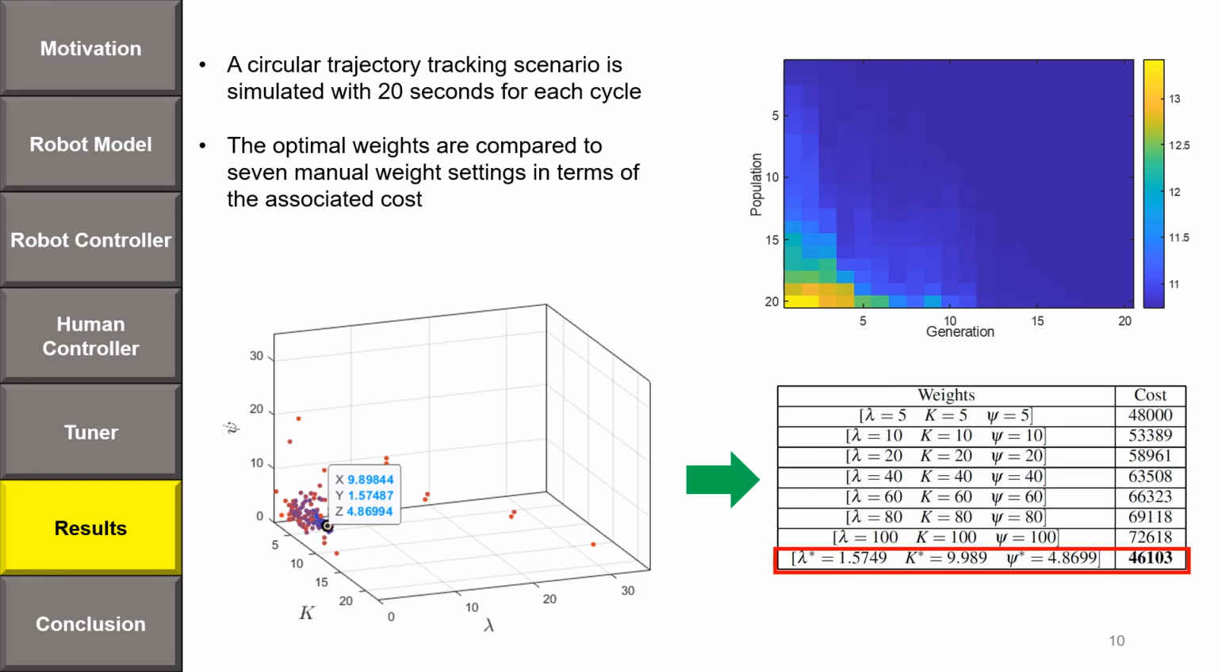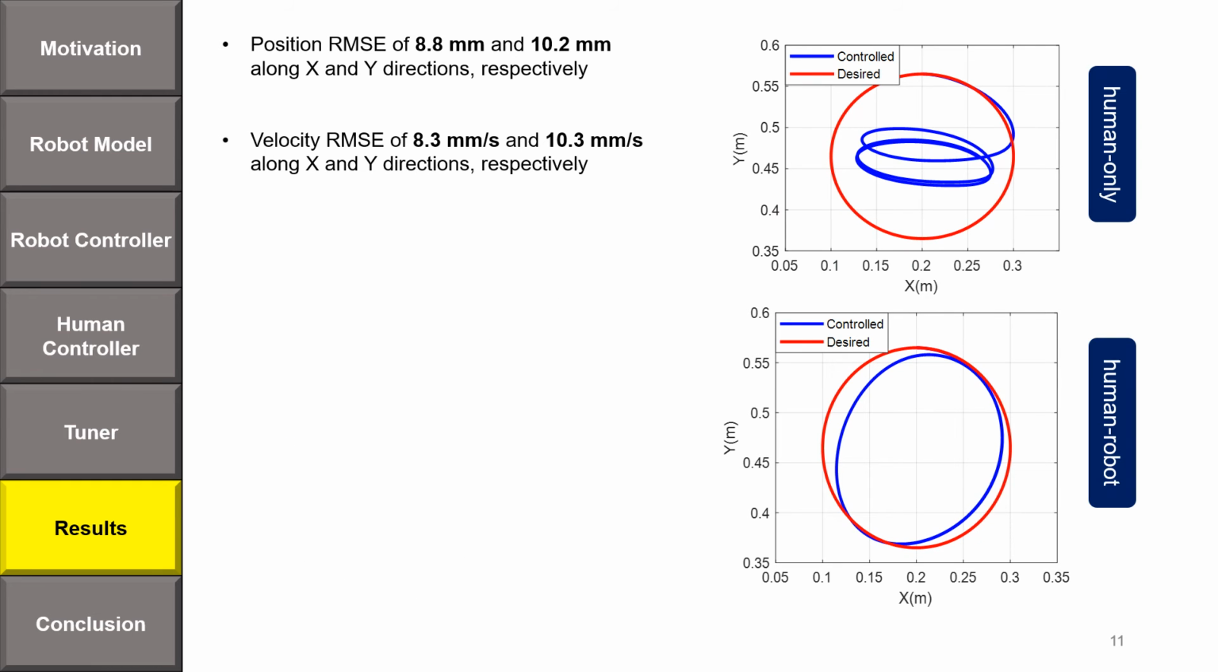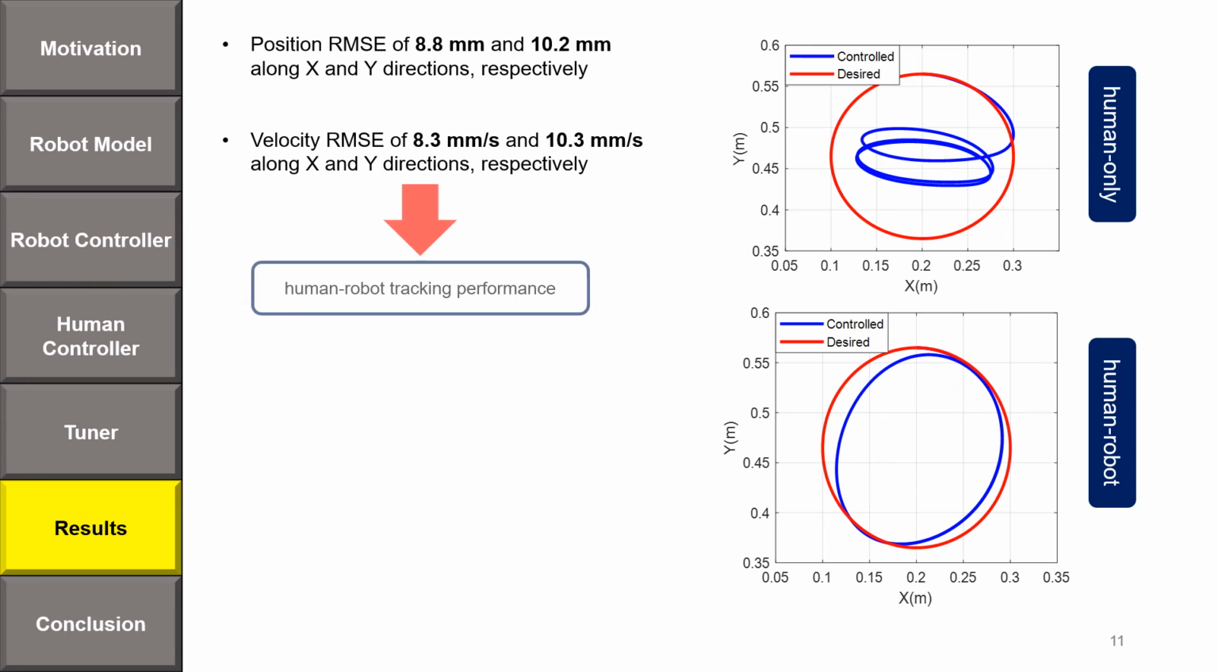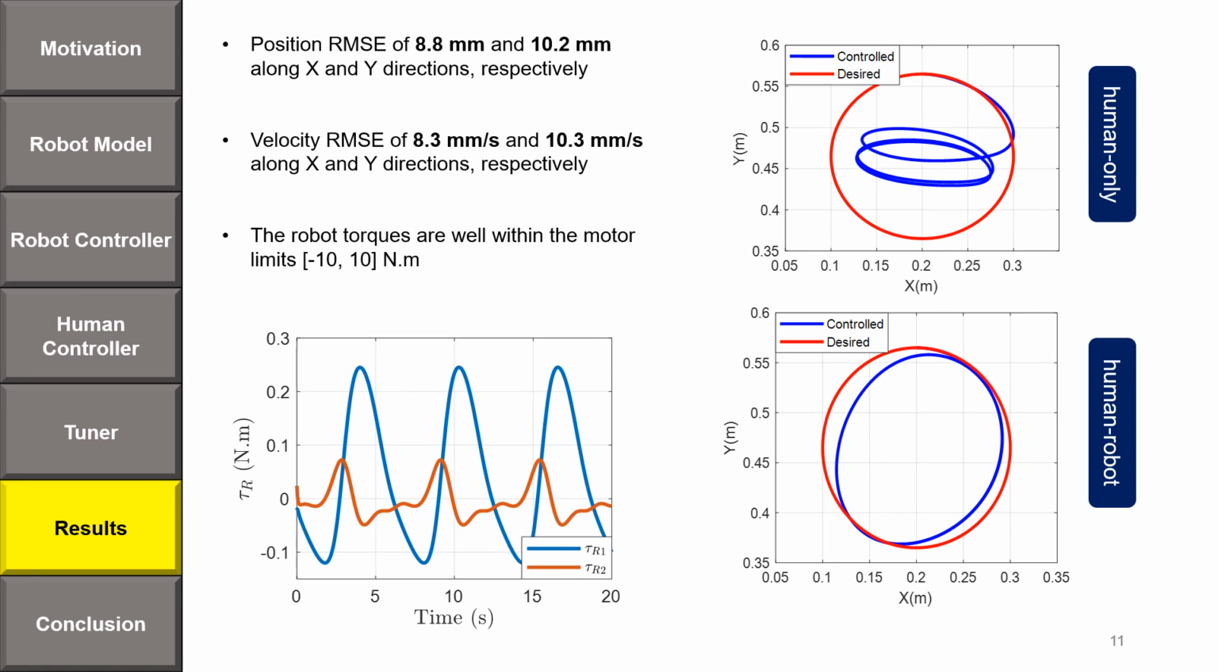The optimal weight setting has the least cost compared to 7 manual weight settings as shown on the bottom right. The human-robot interaction provides a much better tracking performance compared to human-only tracking. Also, the robot inputs have low frequency and are well within the 10 Nm DC motor limits.